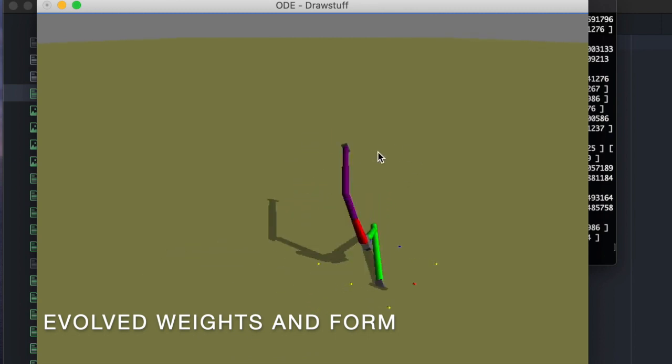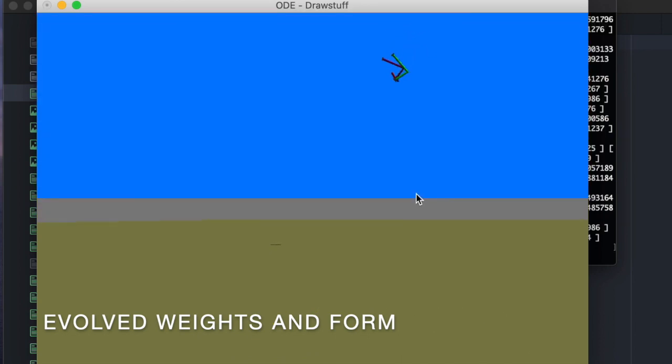So again, in conclusion, here's the jumping robot. It's a little bit silly, but it jumps really high.